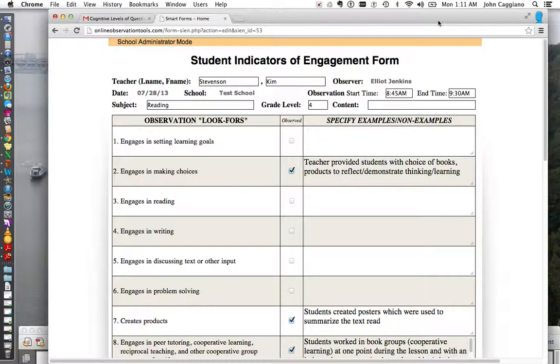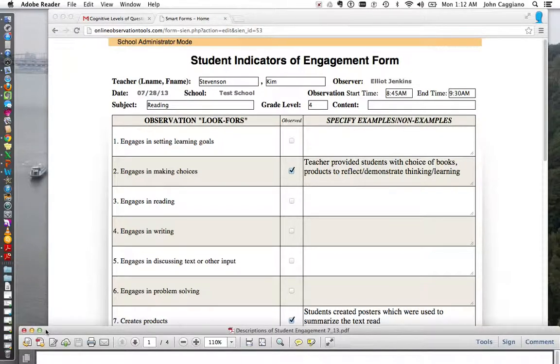Now, as you can imagine, if you were just to hand this form to a teacher, or to walk into a classroom as an observer and not be familiar with the research, it would be a little more difficult. So one of the things SURN has done is to create some supportive resources for both building administrators, observers, as well as classroom teachers. Let me take a look at one of these resources.